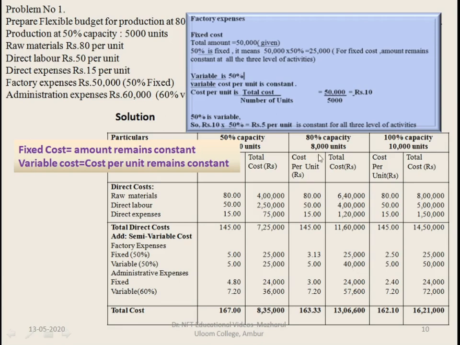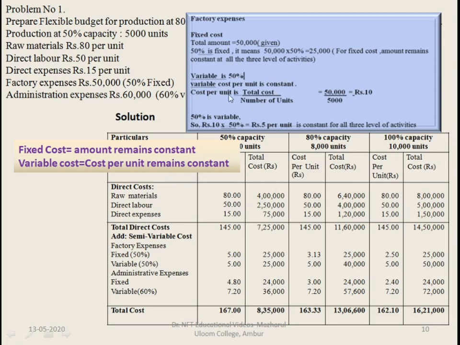For 80% capacity, you write 25,000. And for 100% capacity also, you write total cost as 25,000, because at all these capacities fixed expenses is constant. Now we will calculate the variable cost. 50% is constant and 50% is variable. So variable cost per unit remains constant.